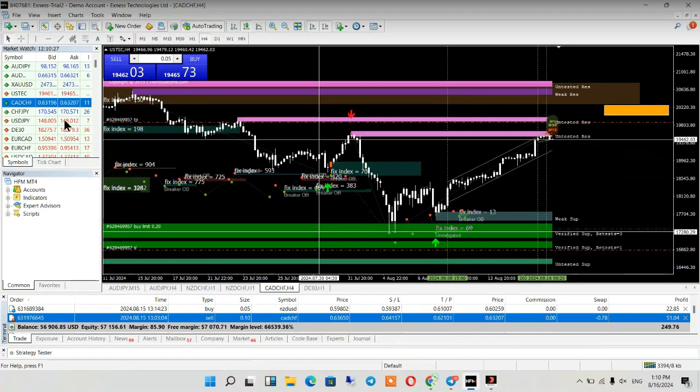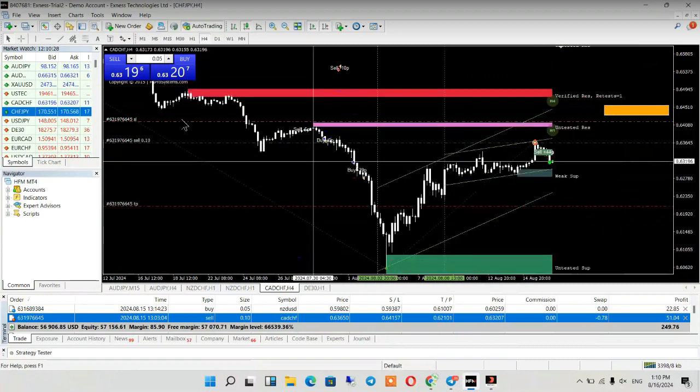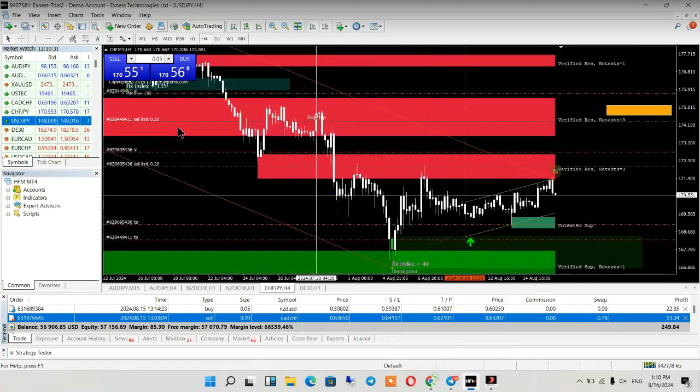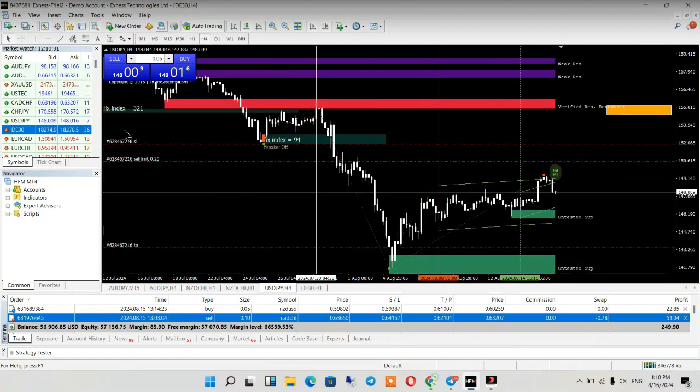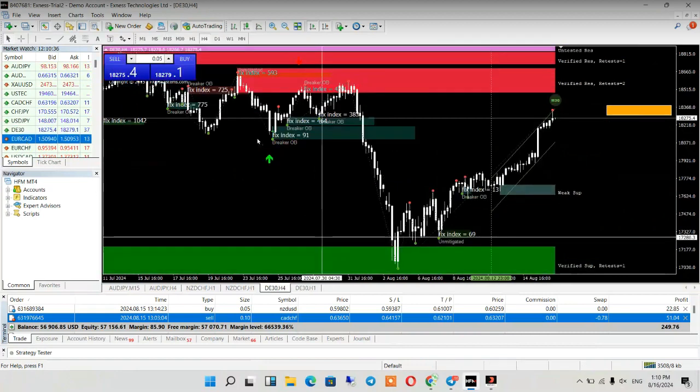Let me see if I can find other pairs that could be used. Majority of the pairs I have analyzed and placed entries on.